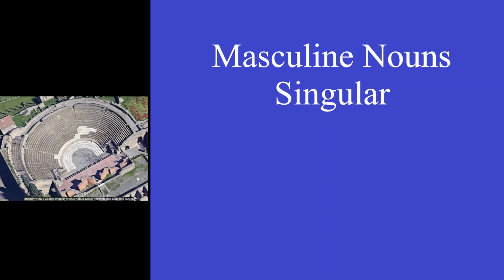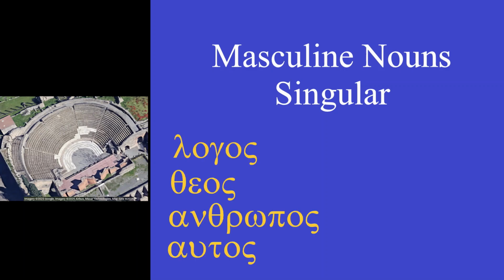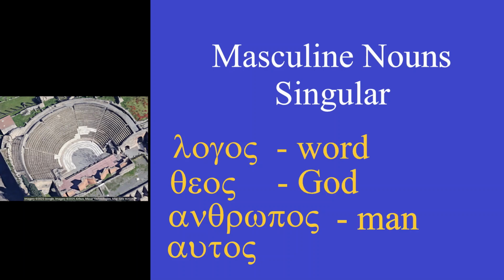After 6 verses of John's Gospel, we have seen all of the masculine noun cases in their singular form. We will review these cases here to familiarize them. Some of the masculine nouns that we have seen so far are logos, word, theos, God, anthropos, man, autos, he or himself. The masculine ending shown in these words, the omicron sigma, is a subject or nominative form.